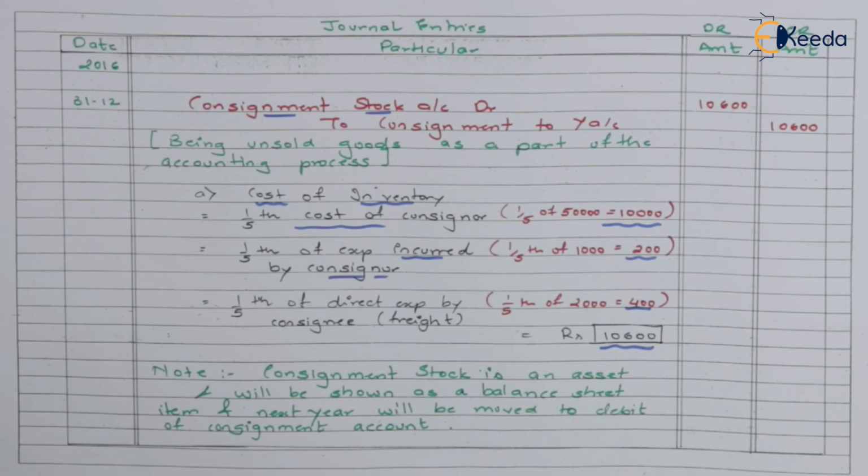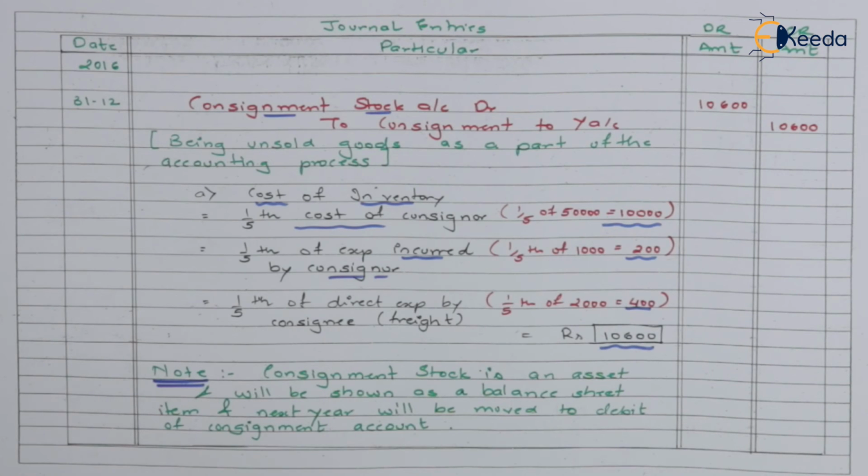Consignment stock account debit. The other name for this will be inventory on consignment or inventory of consignment account. Anything can be mentioned; rather, mention it as consignment stock, and that will be debited, and on the simultaneous side the consignment to Y account will be credited here with the same amount, 10,600. There's a small note that we have mentioned here.